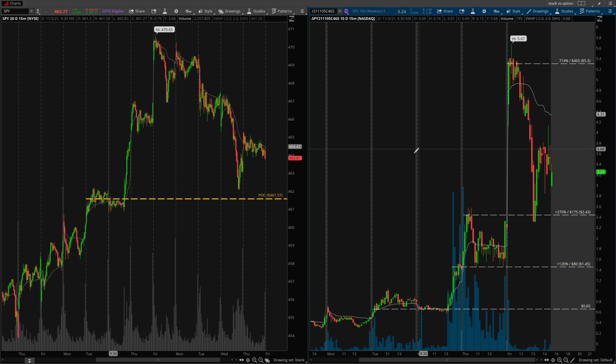So if we look right here, this was the Tuesday. We're talking about this option following right before the announcement was going for 65 cents.